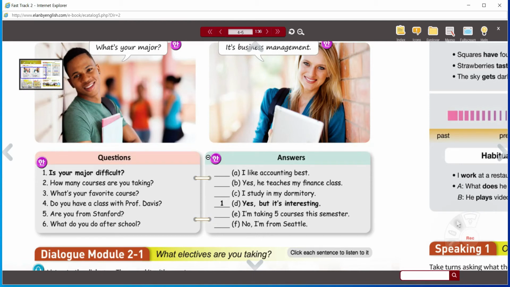Okay. What we're going to do to start off is a matching exercise. Now in this activity you have questions on the left column, and in the right column you have answers. And you're going to match each question and each answer. The first one is done for you. So the first question, is your major difficult? Okay, so is your field of study difficult? And the answer, yes. Yes it is. Yes, my major is difficult, but my major is interesting.